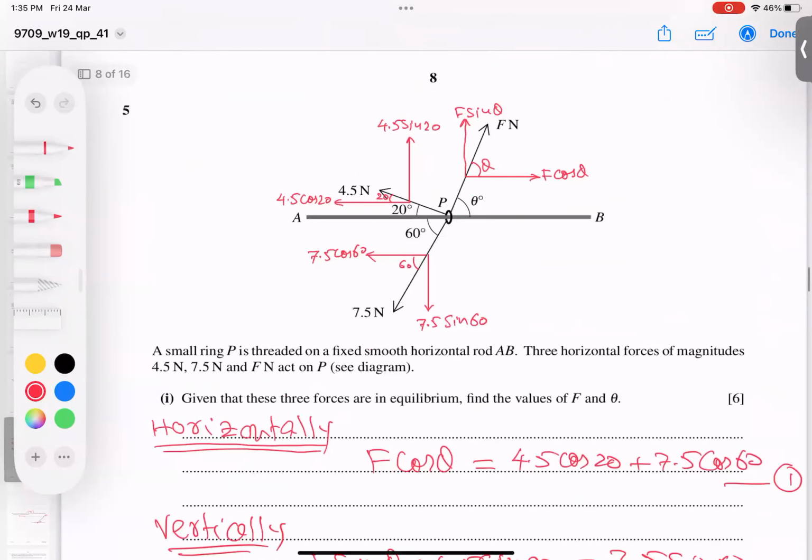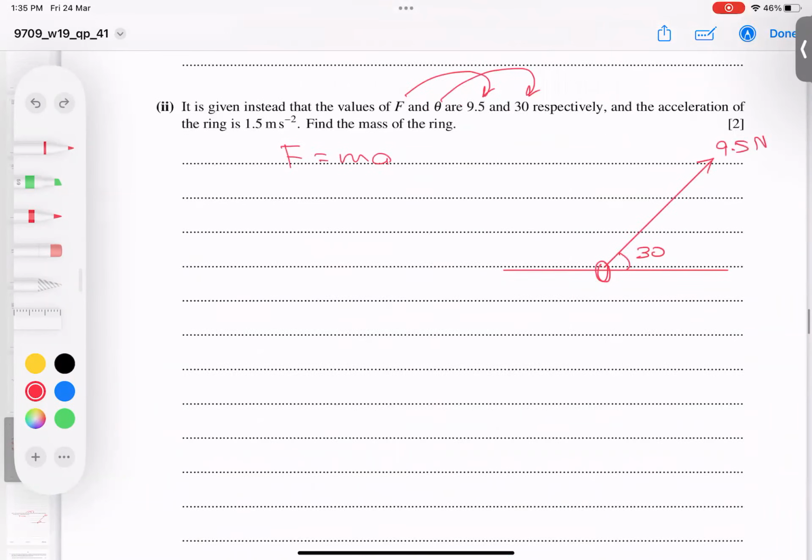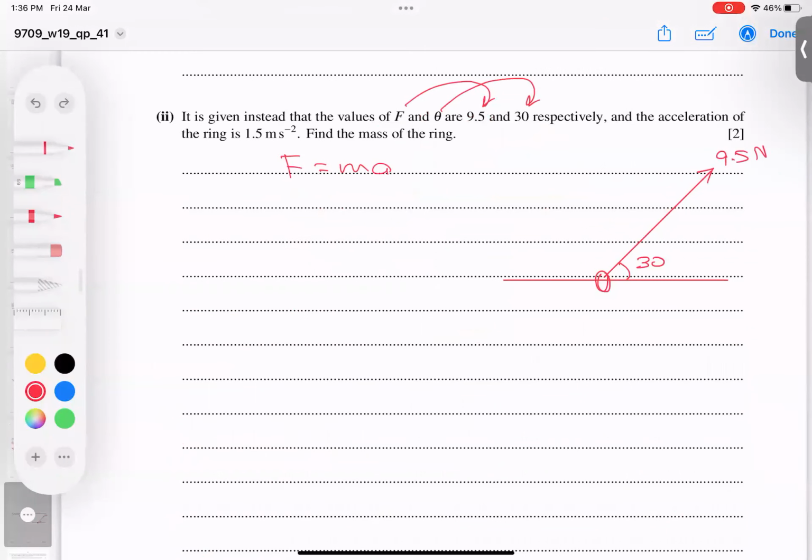I repeat my words. This F that he mentioned, I will use, and this theta that he mentioned, I will use. I will not use the earlier F and theta anymore. He said the plan changed. Now he's asking to find the mass if the acceleration is given. The ring will move this way, so naturally, what is the plan? It has two components, one acting here and one acting here. With 30 degrees, there's 9.5 cos 30.